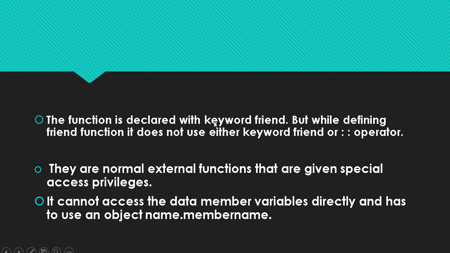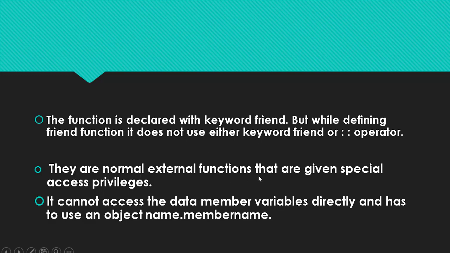The function is declared with the keyword friend, but while defining the friend function, it does not use either the keyword friend or the scope resolution operator. In the case of a normal member function, in order to define it outside the class, we use the scope resolution operator. But in the case of a friend function, there is no need to use the scope resolution operator, nor is the keyword friend used when you are defining a friend function outside the class. Mostly the friend function is defined outside the class, not inside the class.